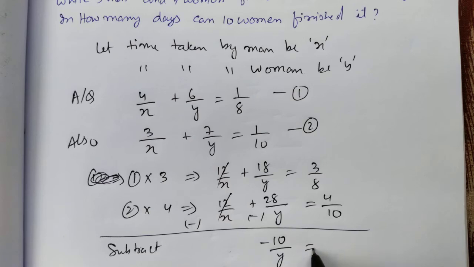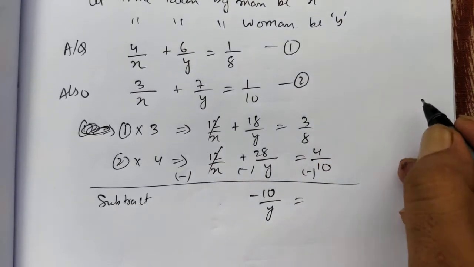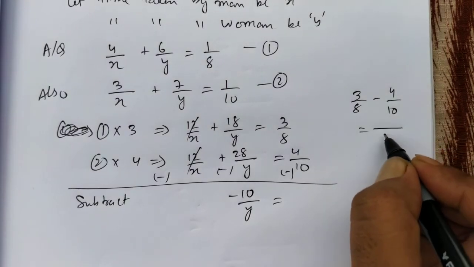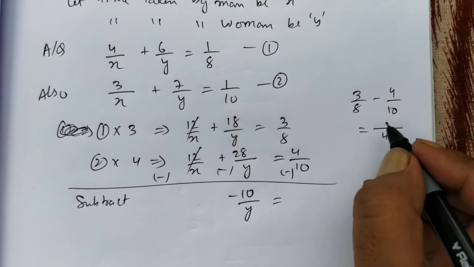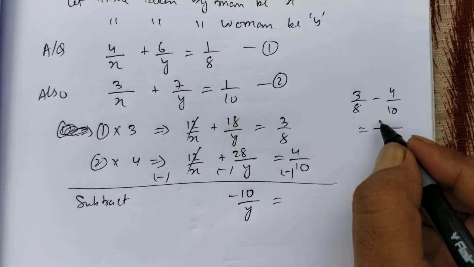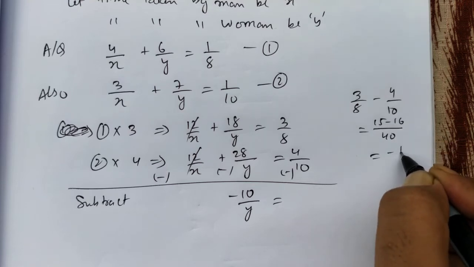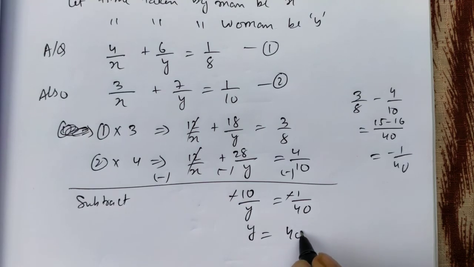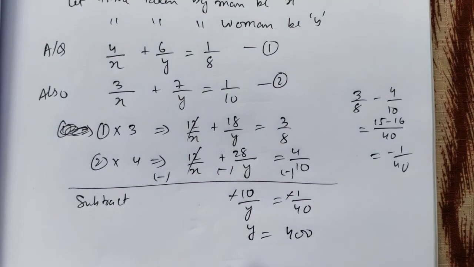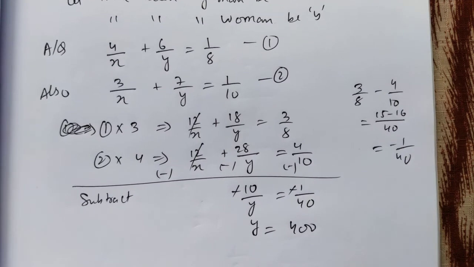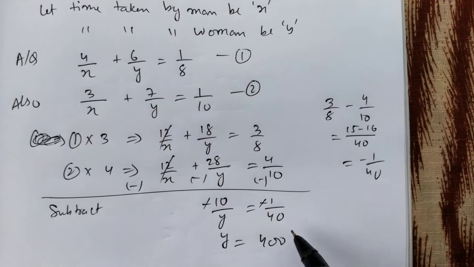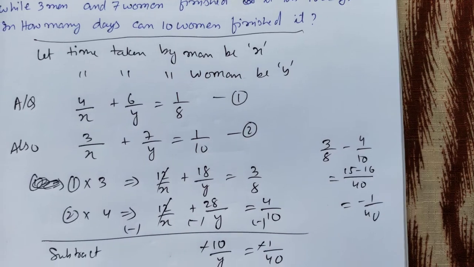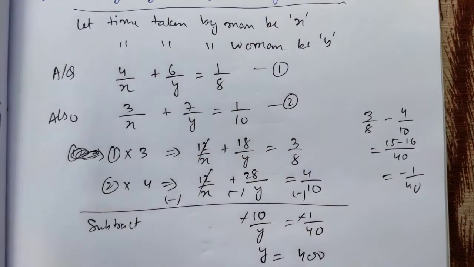Minus 10 by Y equal to, subtract this, you can do rough work also. LCM is 40, 8 3 times, 8 5s are 15 minus 16, we are getting minus 1 by 40. Cancel, so Y is 400. So if one woman does the work, they can do it in 400 days. And after that you can find the value of X if they talk about X, but they are talking about in how many days only 10 women can finish the work. So they did not talk about men, so we don't have to find X.